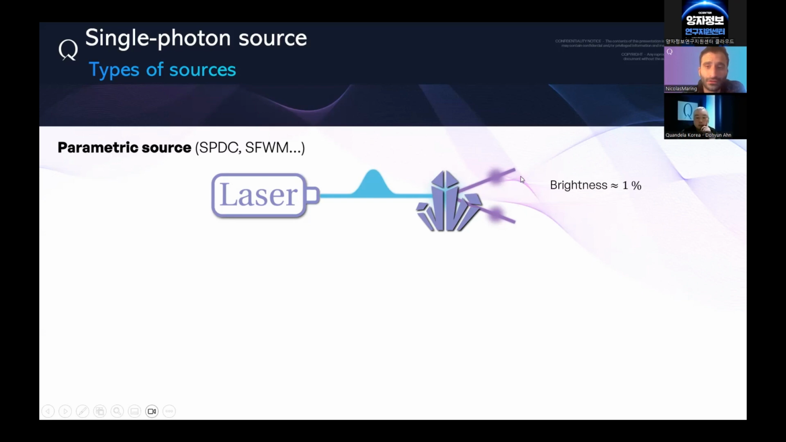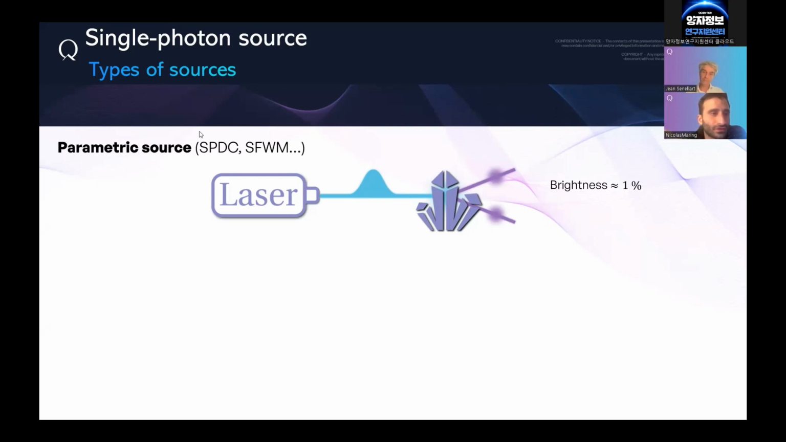And they are heralded because one photon that is, let me try to get the laser pointer. I don't know if you see my. We see it, Nicolas. We see your mouse. Thank you. So one photon that is detected in one mode will herald the presence of another photon there. And physics tells you that the brightness of the source has to be extremely low to keep the purity high. So this is the main limitation there.